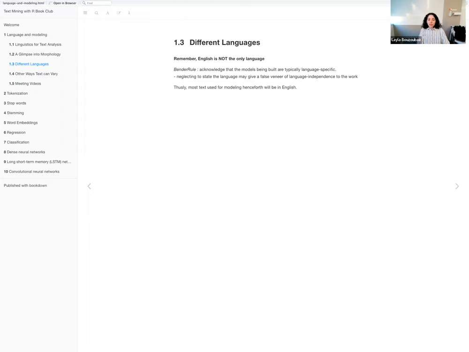And basically it says you can develop your model as you would, specifically geared to your purposes if it's in the English language, but just acknowledge that the models that you're building are language specific. Because if you neglect to state the language, you may give a false veneer of language independence to the work that you're doing. So that was given in quotes.